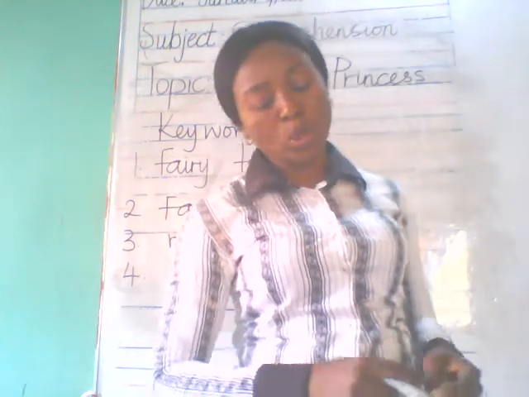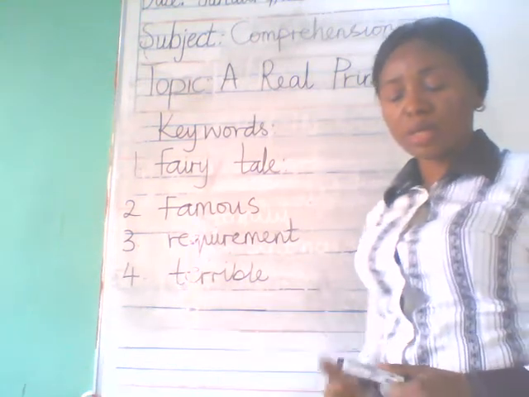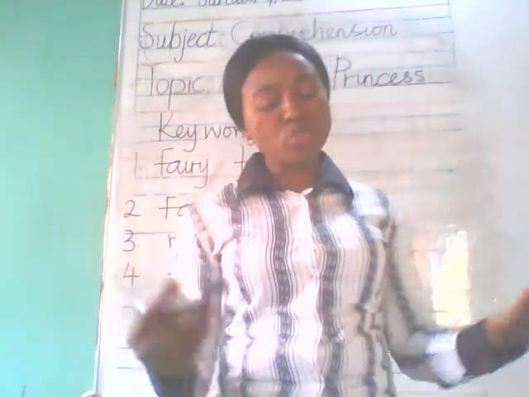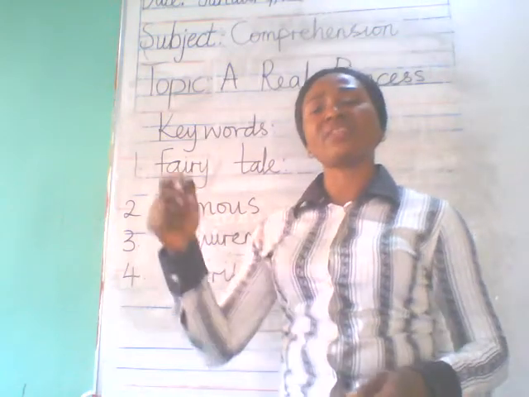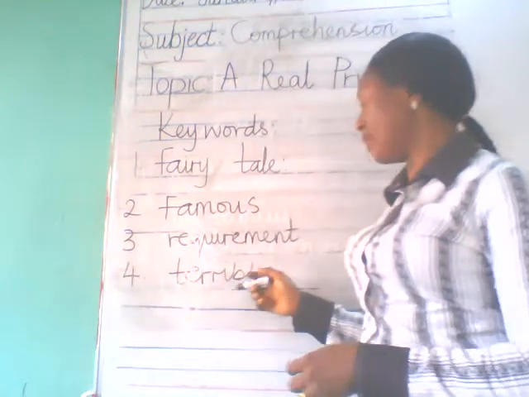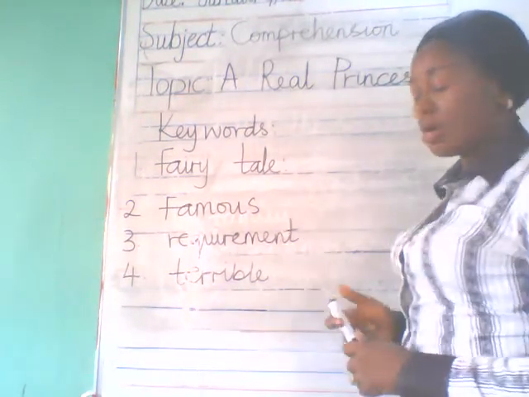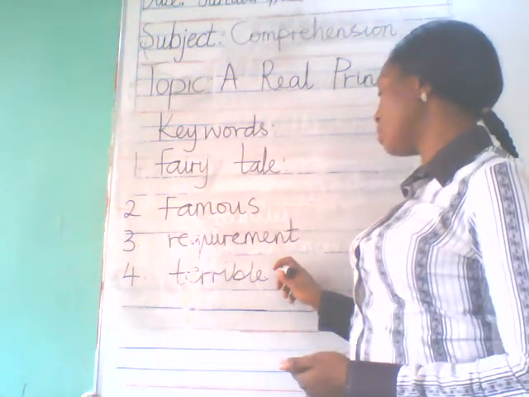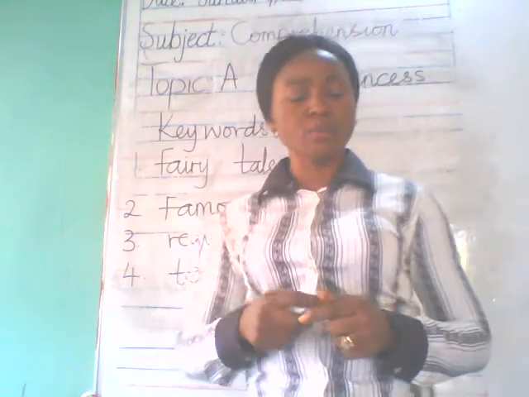Now the last one is terrible. Can we say it again? Terrible. Terrible means extremely bad or serious. When you say that I'm having a terrible headache, it means that it's serious. So when something is terribly bad, extremely bad, or serious, you say that thing is terrible.